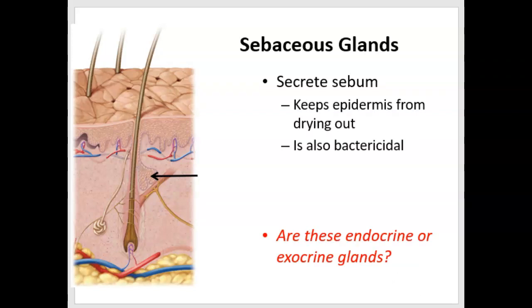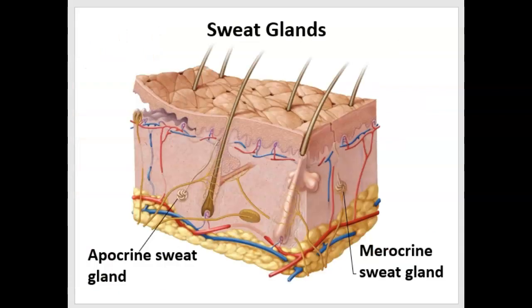Now let's talk a little bit about sweat glands. If I can get this slide to come up, there we go. Sweat glands are of two types. There are some that are associated with a hair follicle, and those are called apocrine sweat glands. And there are some that aren't, and their duct goes directly to the skin surface without going through a follicle or to a follicle. These are called merocrine sweat glands.